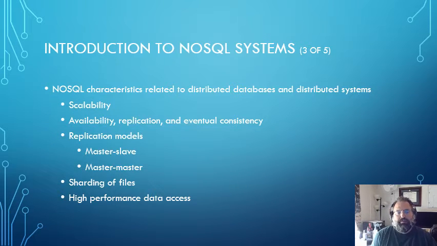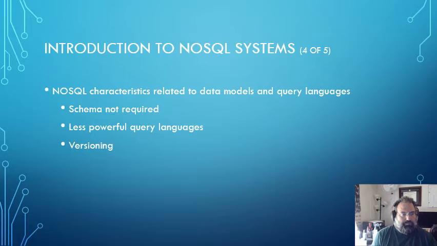NoSQL characteristics related to distributed databases and distributed systems include things like scalability, availability, replication, eventual consistency, replication models, master-slave, master-master, sharding of files across the clusters, and high-performance data access. Many of these things, including eventual consistency, have made their way into both traditional relational database systems and also a new breed of things called NewSQL, which are a mixture of the best of NoSQL technologies with traditional relational data stores.